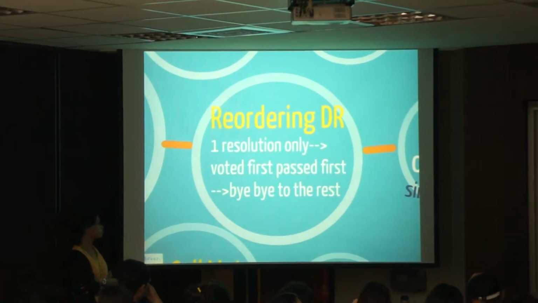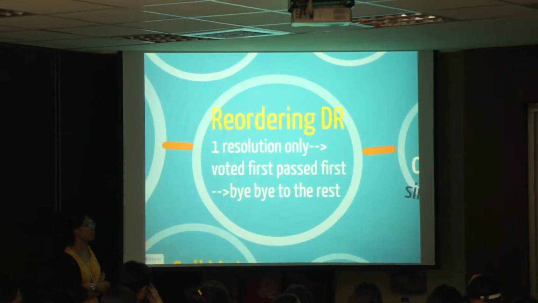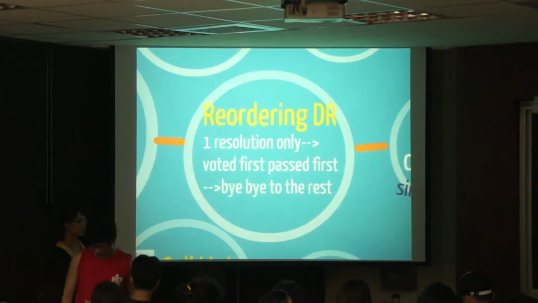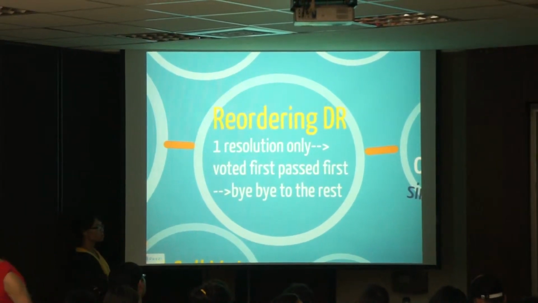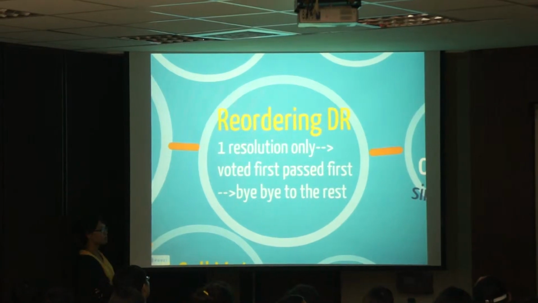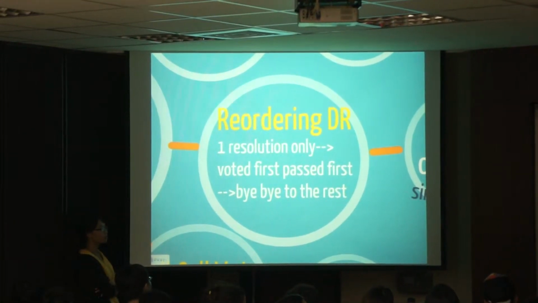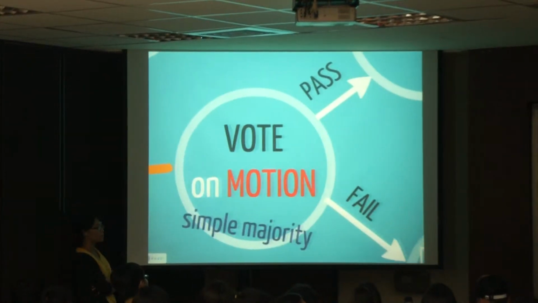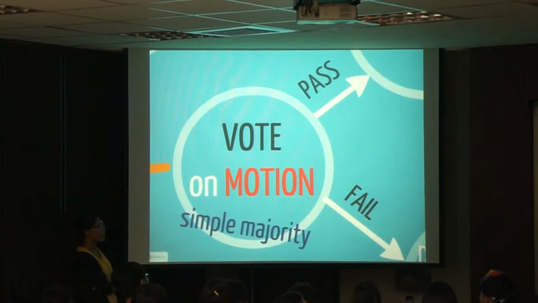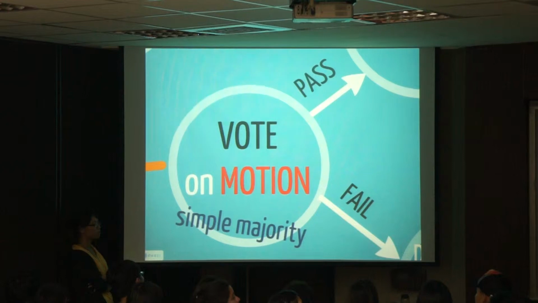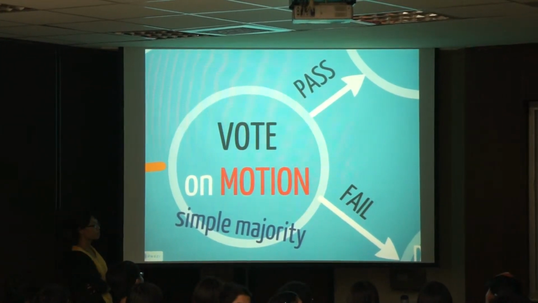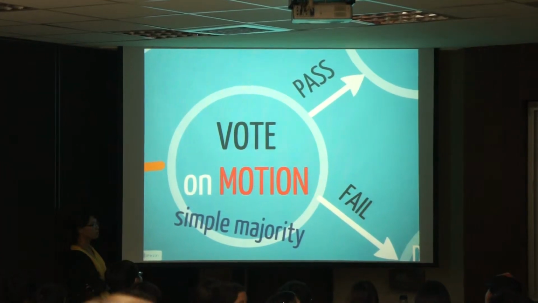and also only one resolution can be passed. So if you are voted first, then you have much more possibility to pass, right? Because if 1.1 passes, then bye-bye to the rest. So this is really an important strategy you will use during the conference, because this can increase the possibility of your DR to pass. So after one delegate motions for reordering the DRs, then you vote on the motion.